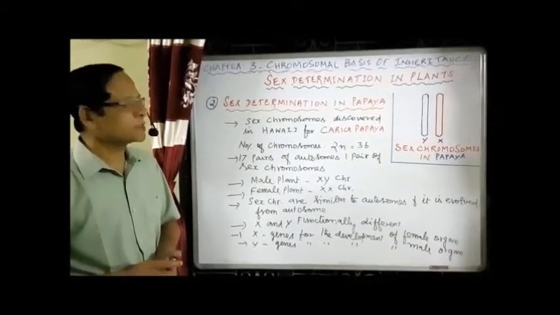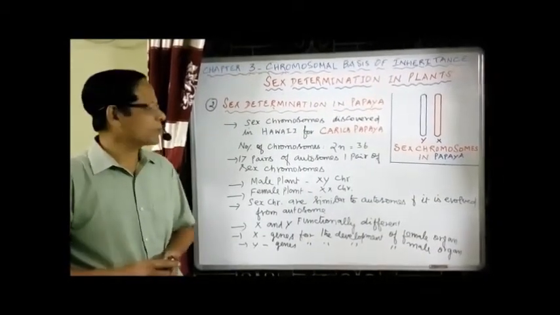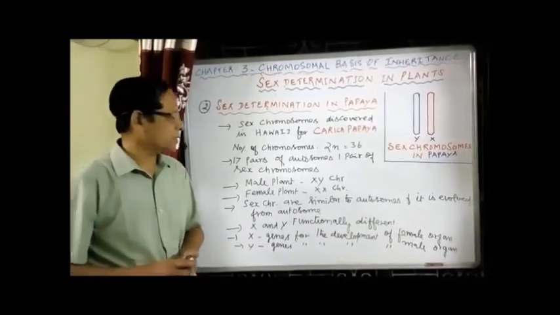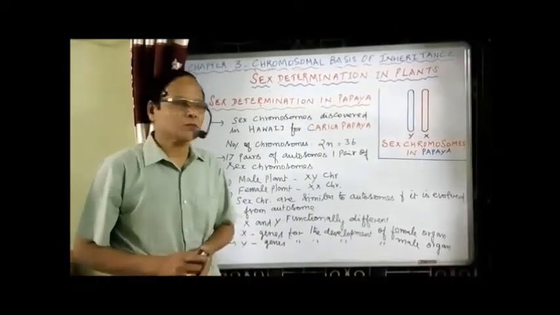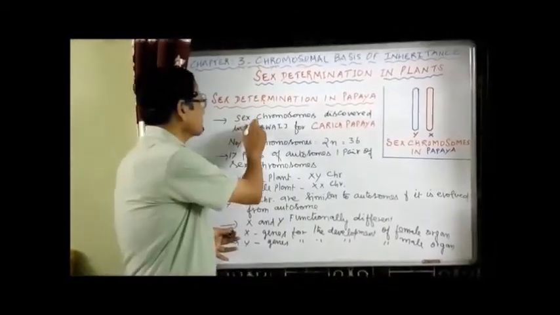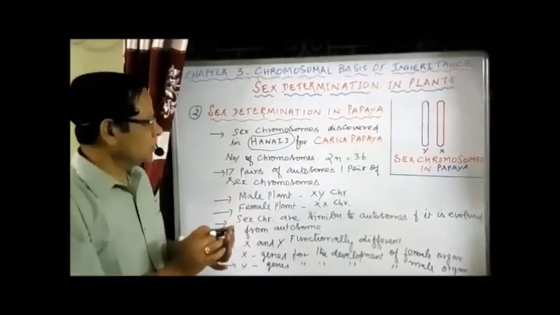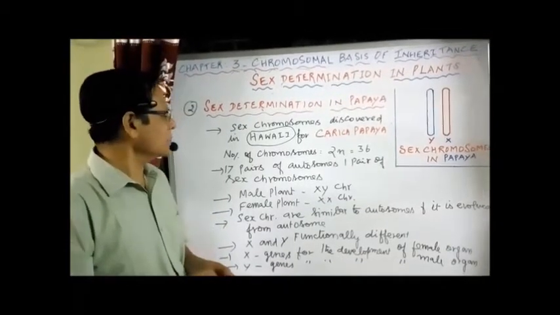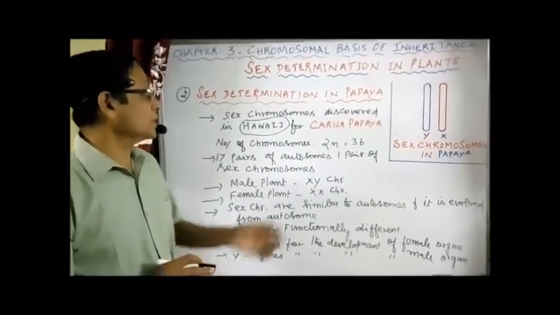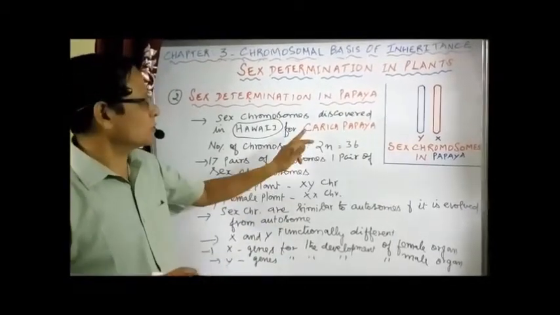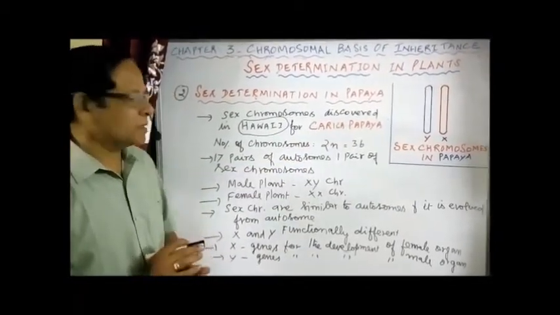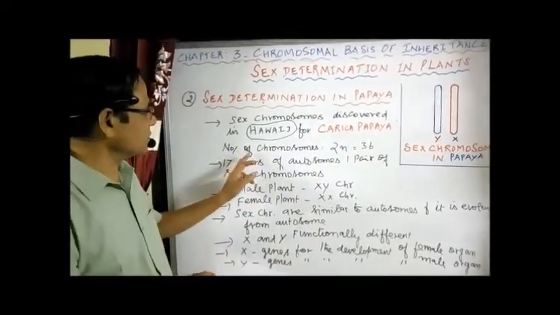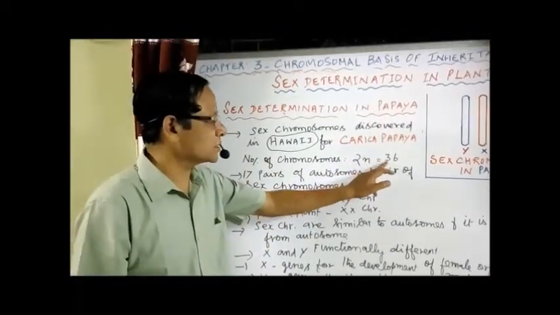Now let's see the mechanism of sex determination in papaya plant. Researchers recently discovered the sex chromosomes in Hawaii. The sex chromosomes were discovered by the scientists in Hawaii recently in the case of the papaya plant, Carica papaya. The diploid papaya plant has 36 chromosomes. So the number of chromosomes in the diploid organism is equal to 36.